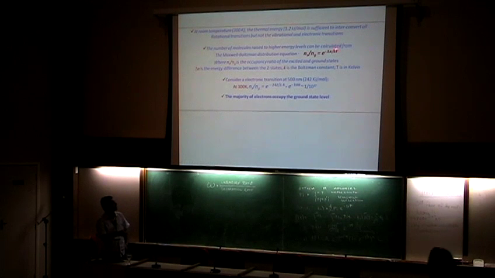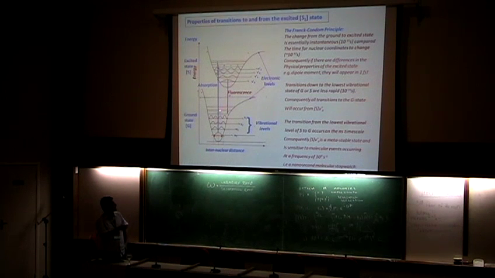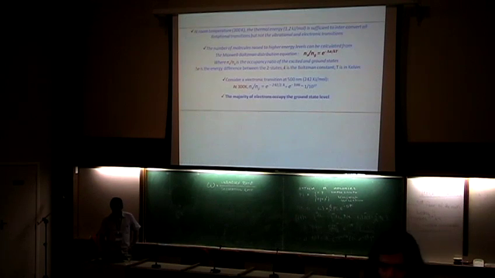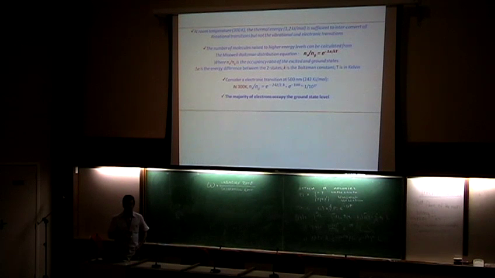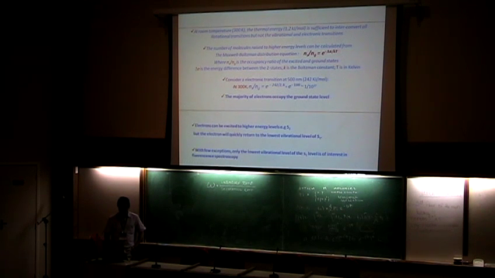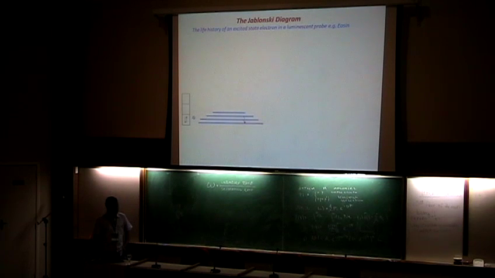It's very simple. The transition between the ground state and the excited state involves, for example, absorption of green light, which corresponds to about 242 kilojoules per mole. That means that if there is no light exciting the molecules, this transition would be very rare, about 1 in 10 to the 37. So the majority of the electrons occupy the ground state in the absence of excitation. So then, of course, you can excite. Here it's called the Jablonski diagram.